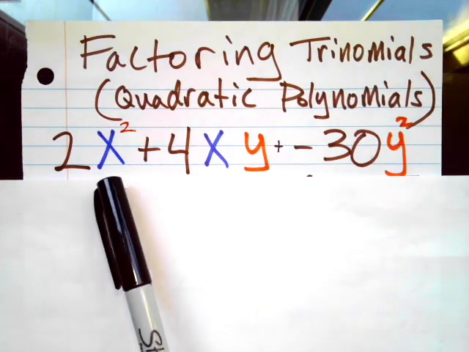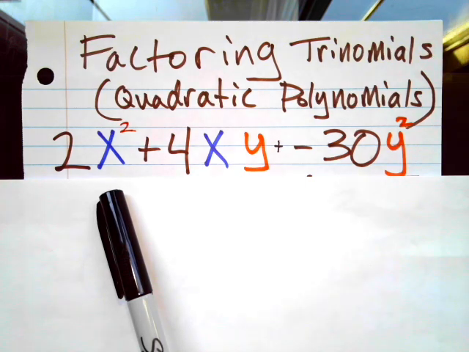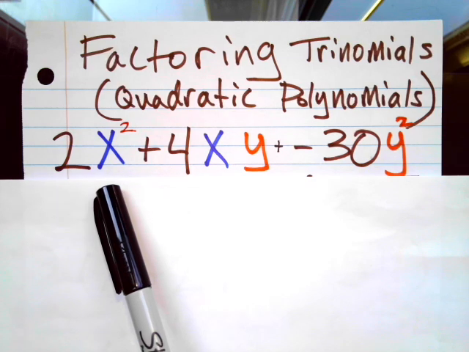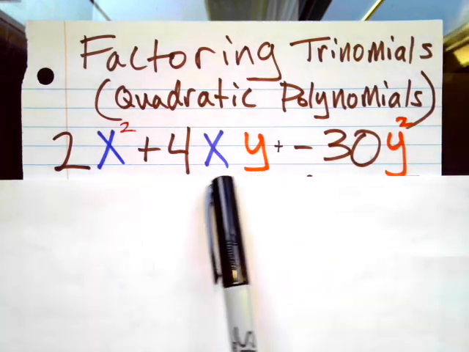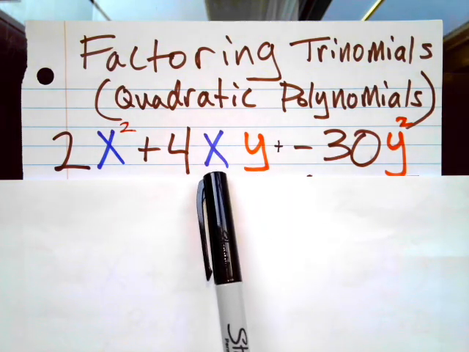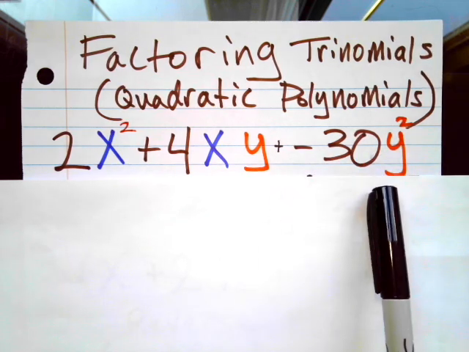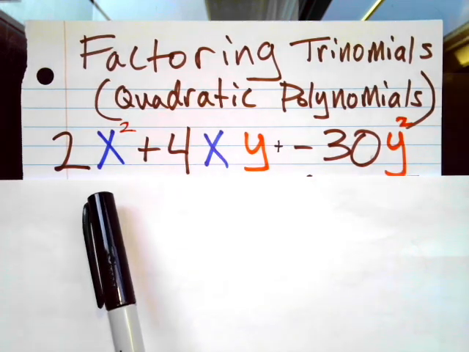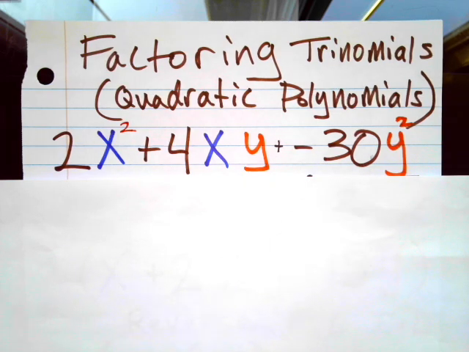Well, I can divide at least a minimum of 1x into this term because I have two x's, right? X times x is two x's multiplying together. With the plus 4xy term, I have an x, so I can divide x here. But with the negative 30y squared term, I have no x's. So I cannot factor out or divide x into each of these terms. So that doesn't work.